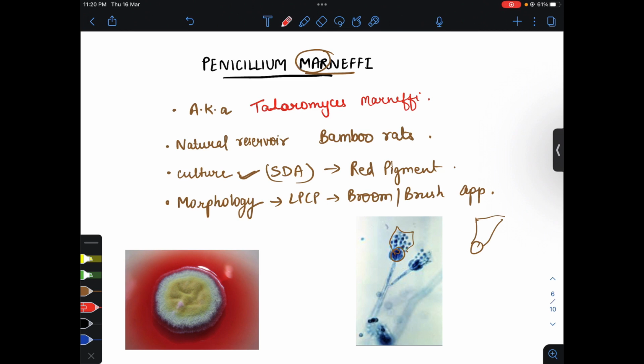So for this we just have to remember "मार के लाल कर दिया", meaning red pigment will be there. So this image will automatically come to our mind. And beside this image there is one image, that is broom or brush appearance, which is seen on culture morphology. For culture morphology we use the stain LPCB, that is lactophenol cotton blue. And for culture we use Sabouraud dextrose agar, in which we see a red pigment. So that's all about Penicillium marneffei.